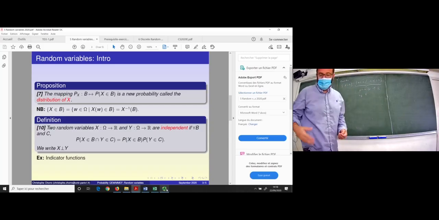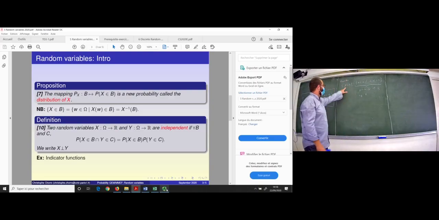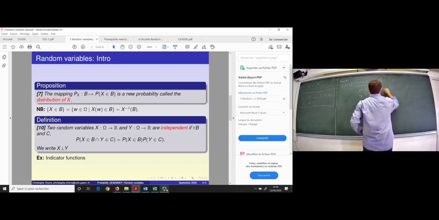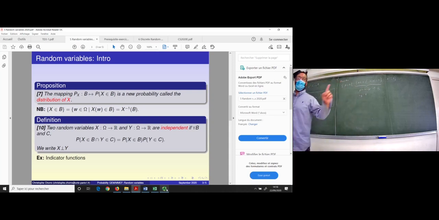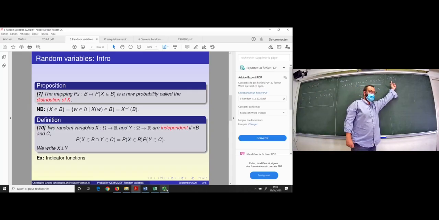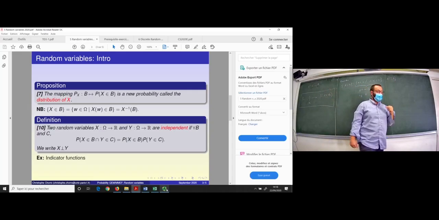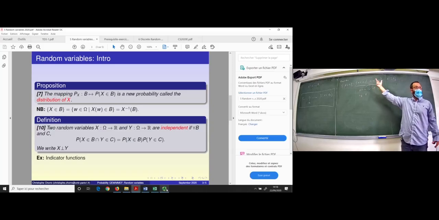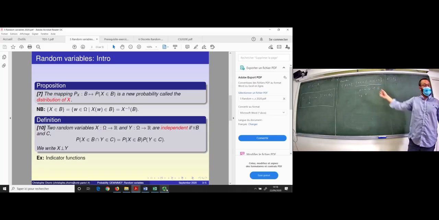You can use this notation to summarize this one, but you can also use something you have probably used previously: X minus 1 of B. Be careful, X is not bijective. X minus 1 is not the inverse, because I have no hypothesis concerning whether capital X is bijective or not. It's just a notation for this set, the pre-image of B by X.